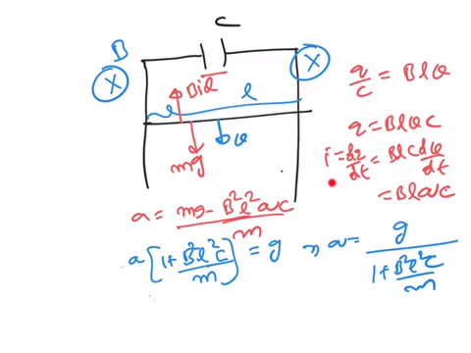Then differentiating, dq by dt, you will get BLC dv by dt, but dv by dt is nothing but acceleration, so you will get BLaC. Similar to the earlier, a is equal to net force by mass, mg minus BIL by m. In the place of I, if you substitute BLaC, you will get B square L square aC by m. If you simplify, you will get a into 1 plus B square L square C by m is equal to g, and a is equal to g by 1 plus B square L square C by m.